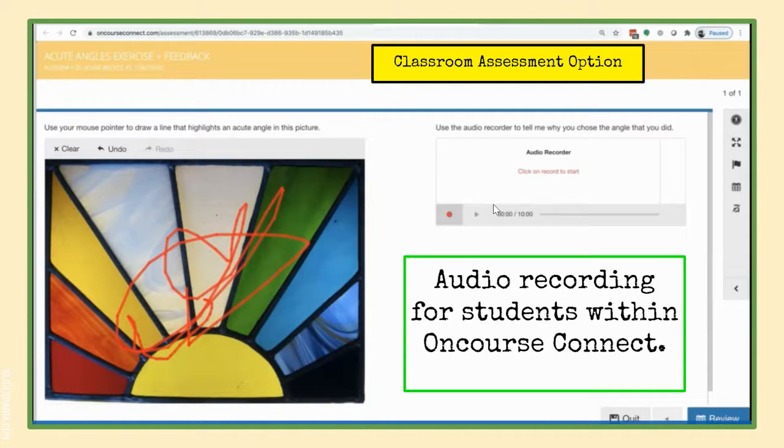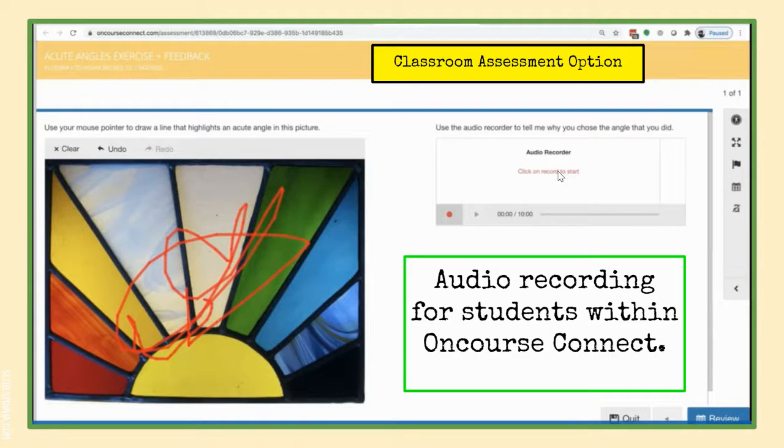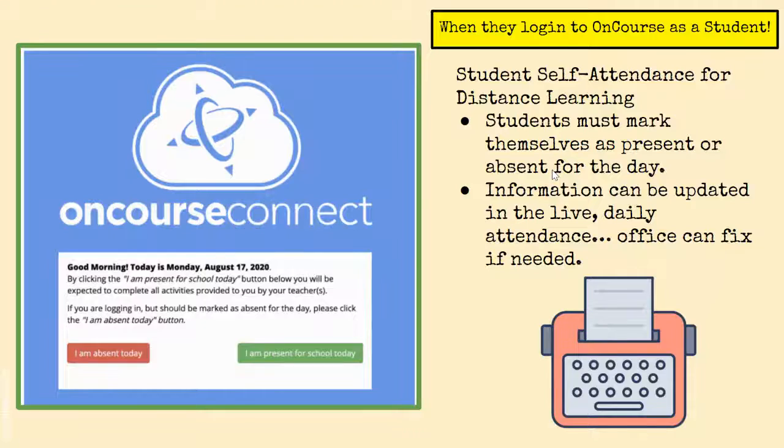This is another one that I absolutely love. This is a classroom assessment option that's been added. For example, you might give the kids a picture or something, and then they can record their own voice straight into OnCourse Connect. And then this would allow you to have an audio recording, maybe of them reading a book or reading something else. It's just set up through Classroom and the Classroom assessment option.